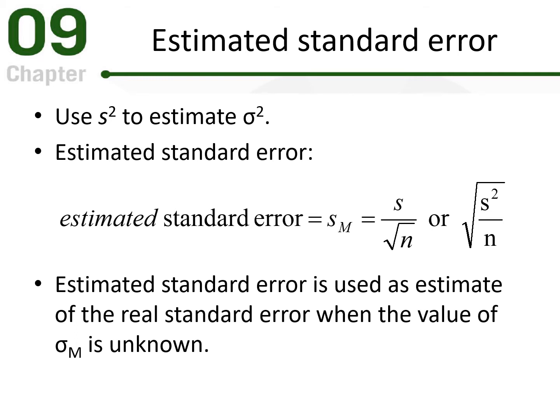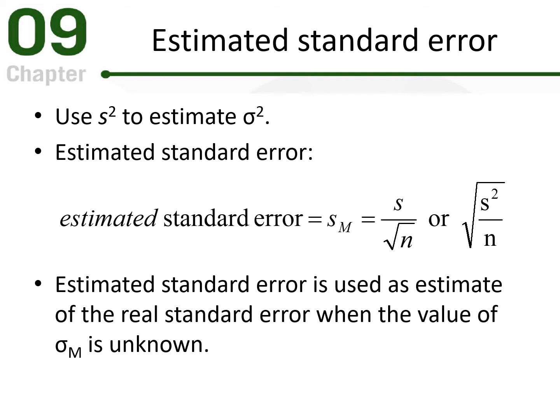So when we did z-score, we saw sigma divided by square root of n. Now we're using S divided by square root of n. Or the text will often write the square root of S squared over n, which is equivalent to S over square root of n. So if I just take the square root of the top and the bottom, I get S over square root of n. So however you want to write it, it's the same thing. We're using the sample variance to estimate the population variance, and then we're computing the estimated standard error of the mean.